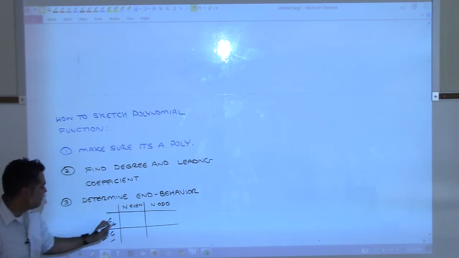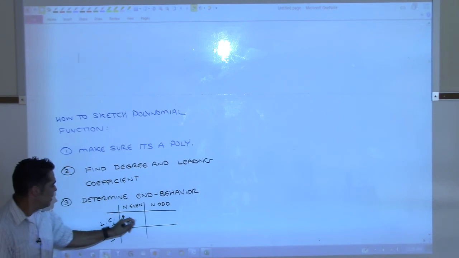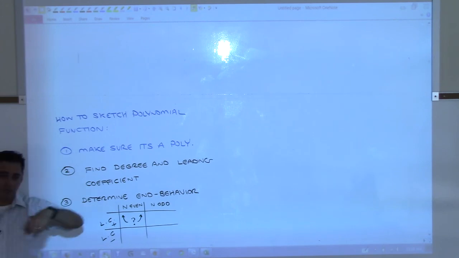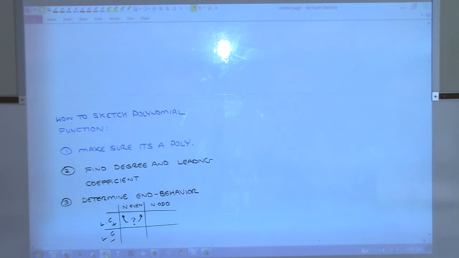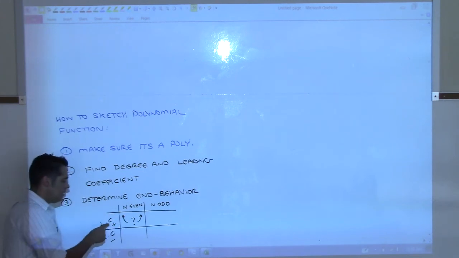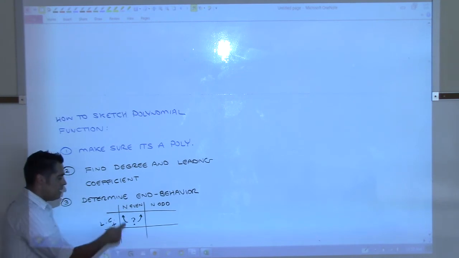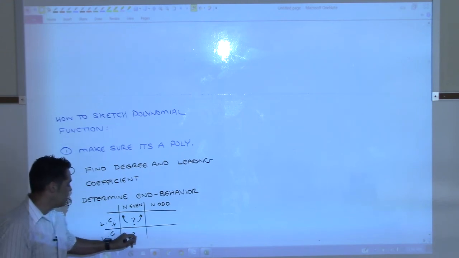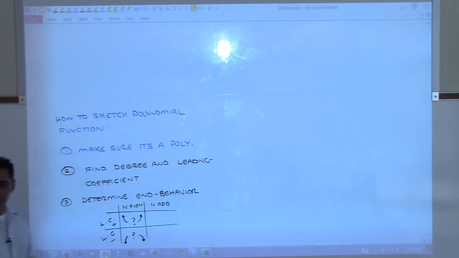So what happens if n is even and the leading coefficient is positive? Here's what happens. The left side will go up, the right side will go up, and in the middle, I want you to put a question mark because we actually don't know what happens in the middle. It could squiggle around a couple of times, but you're guaranteed the left and right sides will go up. That's if your n is even and your leading coefficient is positive. Now, if n is even and the leading coefficient is negative, then it's that flipped over. It's going to be down on the left, question mark, down on the right.